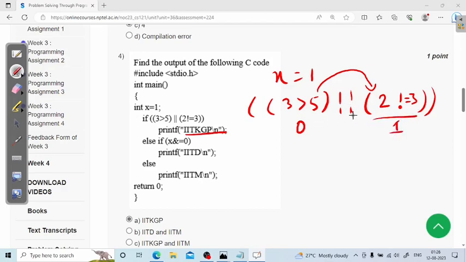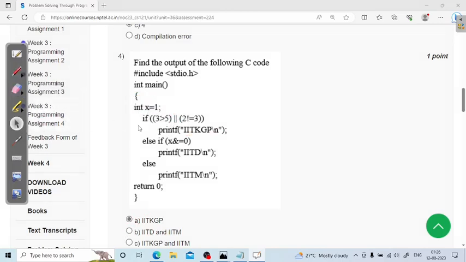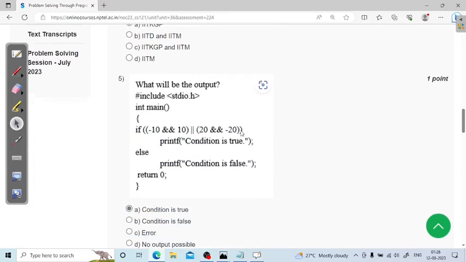As it is an or operator, out of both, the second part is correct, thereby we'll consider it as a true condition, and will execute this printf statement, and for that we'll get the output as IIT KGP\n, and that's why our answer is option A. I hope it's clear to all of you. Now let's look at the next question.